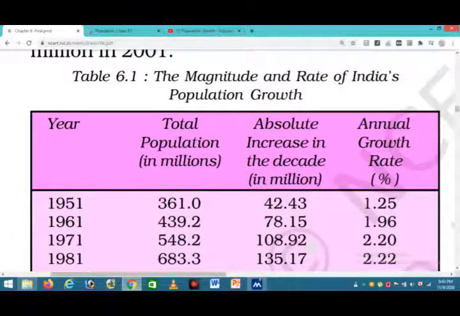So there are a few tables given in your textbook, you can refer to that. So table 6.1, this table is taken out from your textbook itself, right? See, year 1951, total population in million. So there are 361 million people, right, the population in 1951, and the absolute increase.